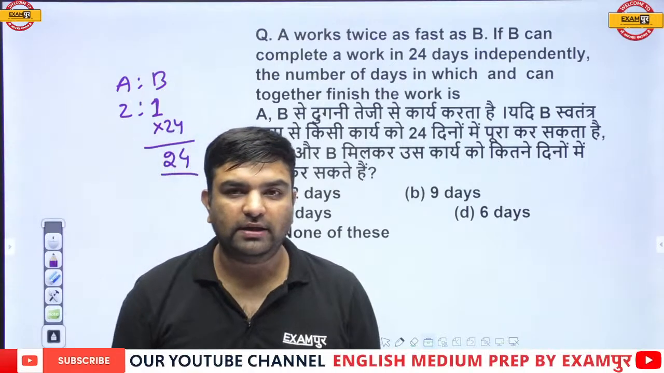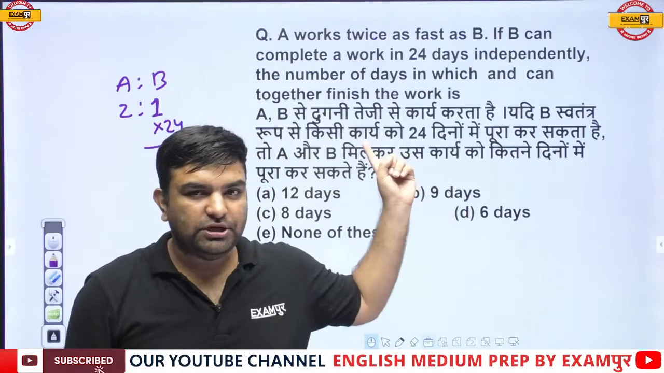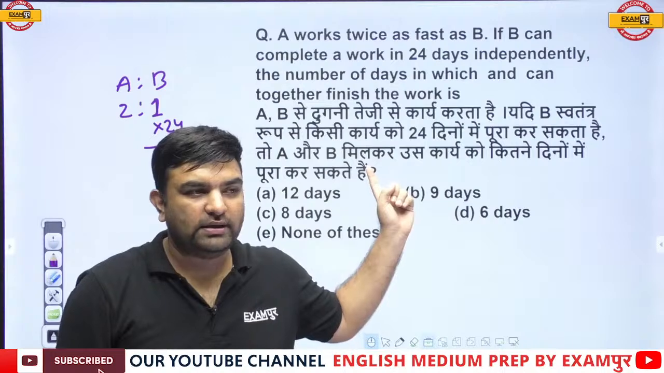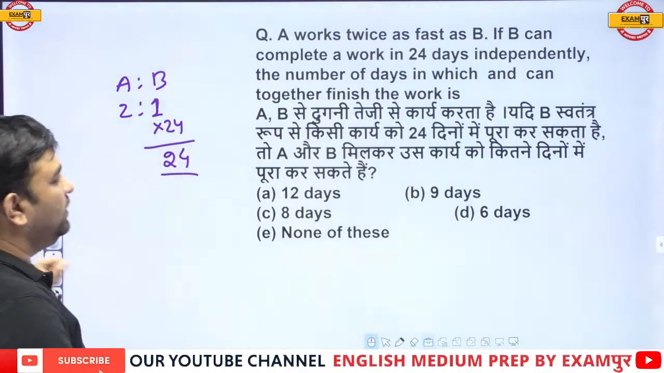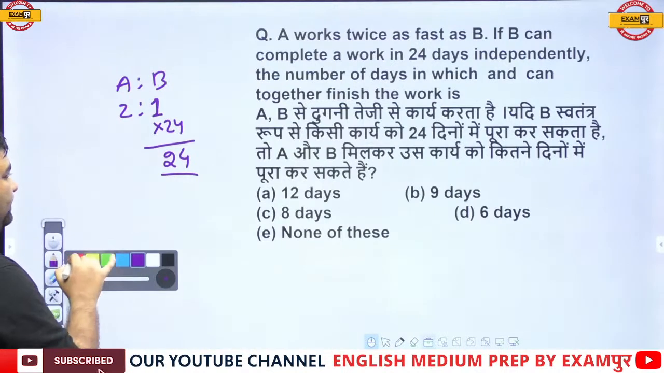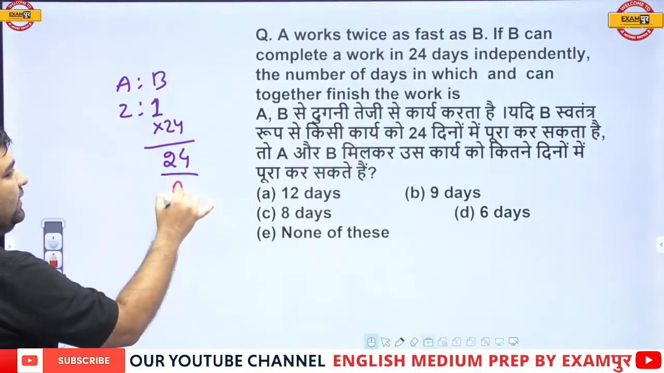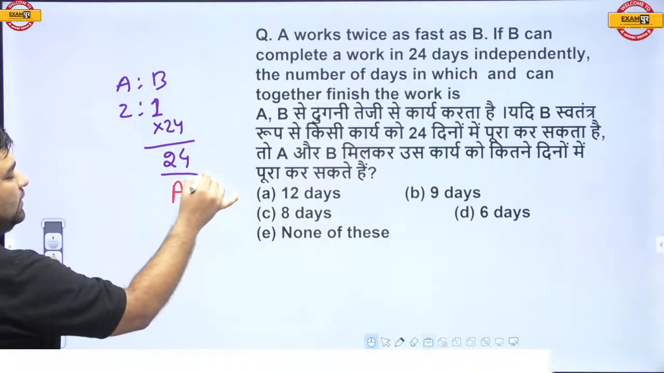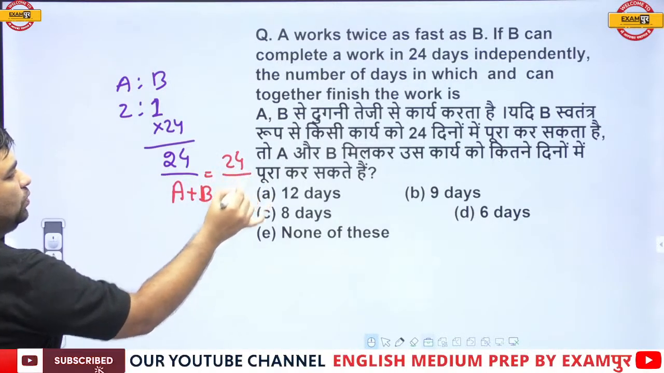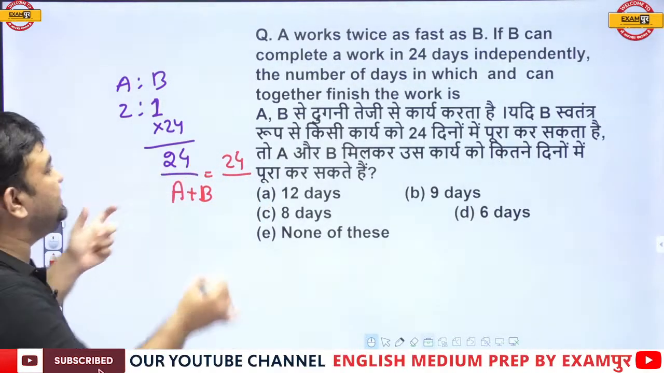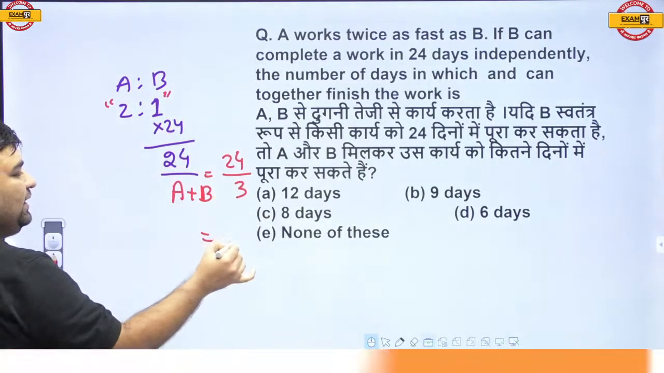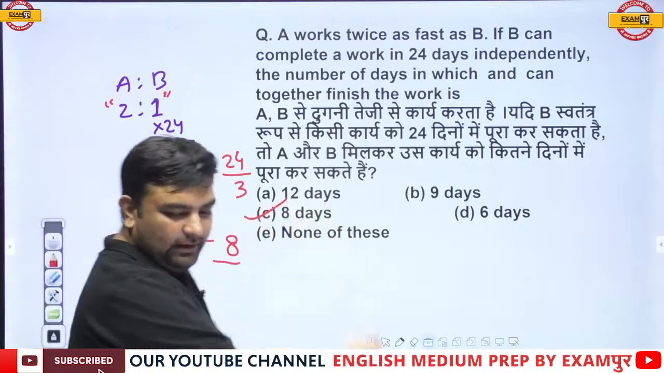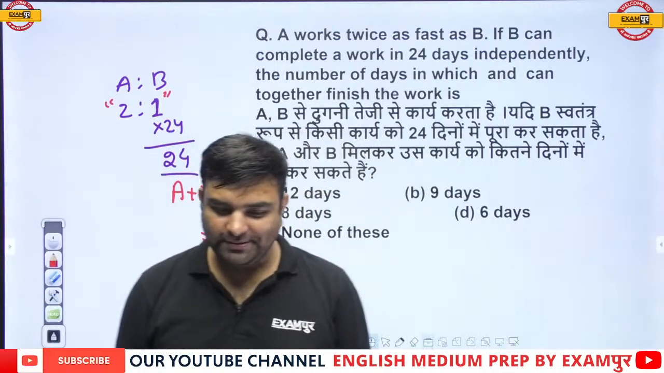Did you listen to what I just said? With the efficiency of 1, work can be done in 24 days. So work is 24. Now you want this work to be done by A plus B. What is A plus B combined efficiency? A plus B combined efficiency is 3. So they will take 8 days only. Perfect.